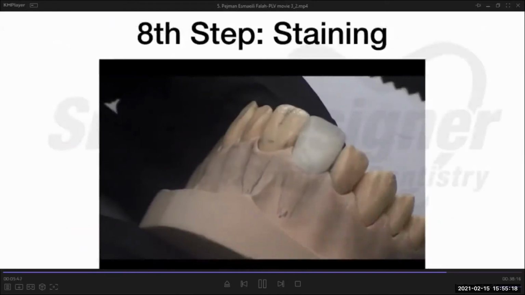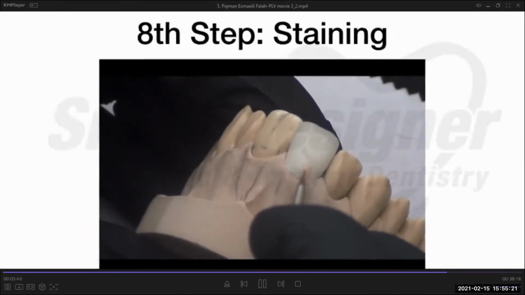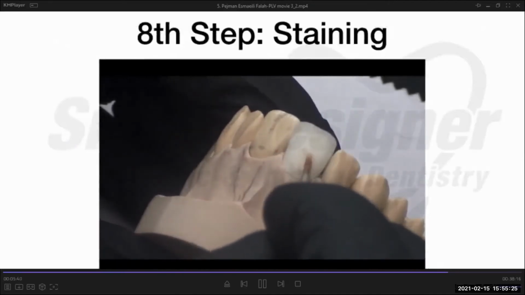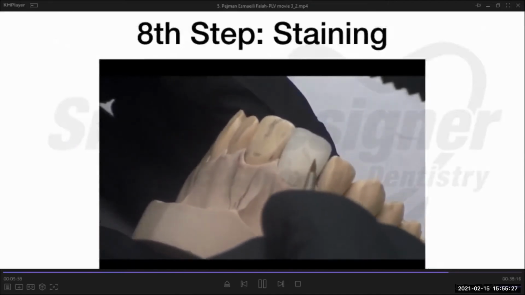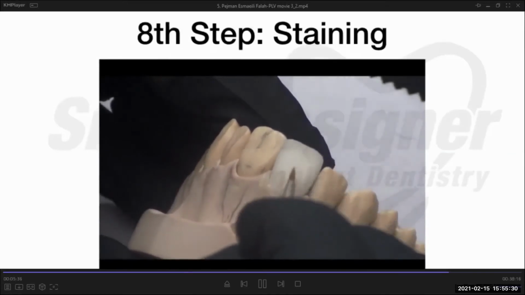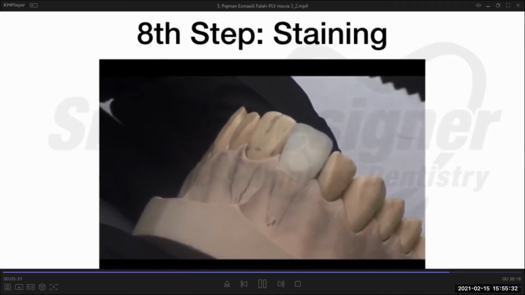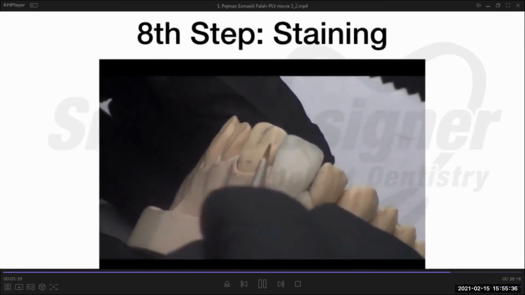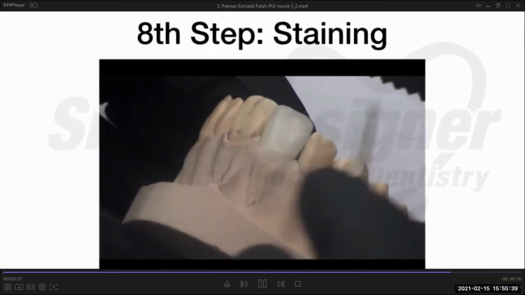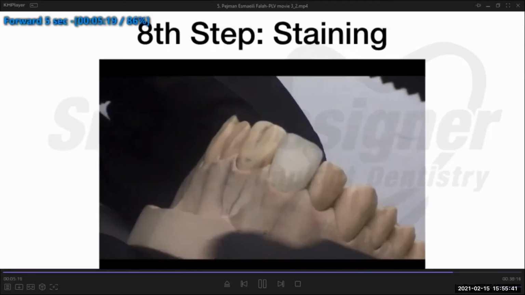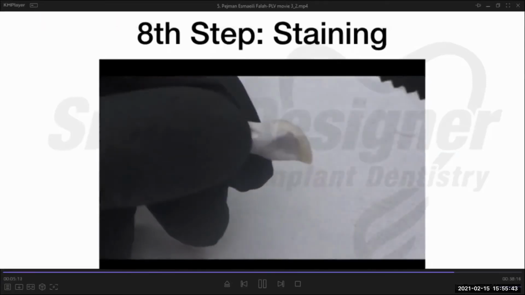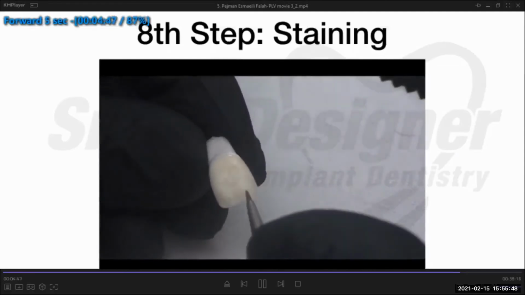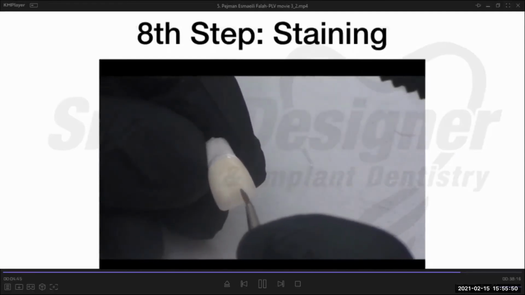The staining phase should be done separately. For time reasons, some lab technicians perform the glaze phase and the staining phase at the same time. In a simple staining technique, a mixture of orange and brown is applied at the cervical area for increasing the chroma. Also at the corners and between the mamelons.